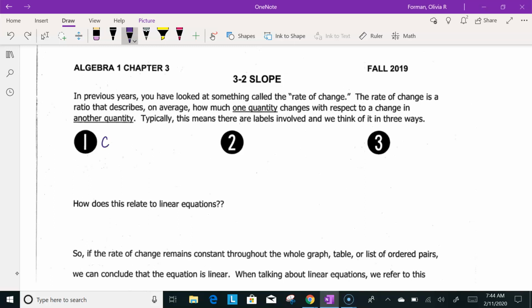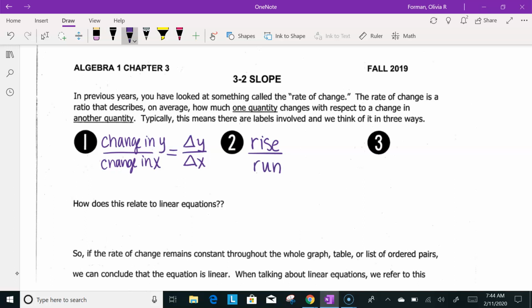The first is we think of it as change in y over change in x. Sometimes you'll see that written as delta y over delta x. Delta is just a Greek letter, and it means change. You maybe heard of rate of change or even slope as rise over run. Typically, this is when you're looking at a graph, you can visually see the rise and the run.